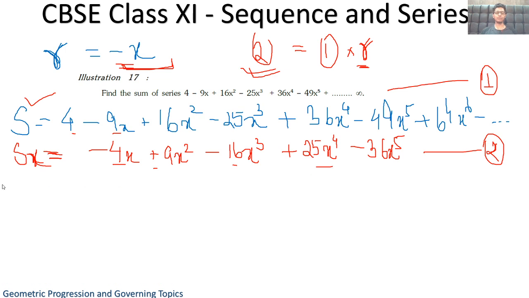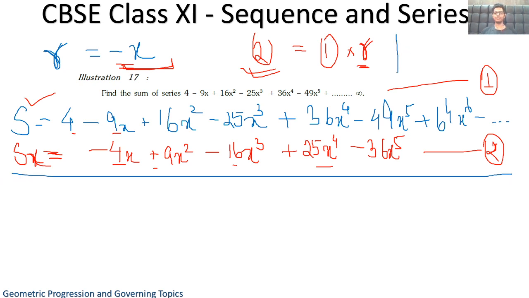Now over here we'll subtract. This is the third step which you need to focus on. We'll subtract 2 from 1. So on the left hand side, what we'll achieve is s minus sx. But for the right hand side, so far all good?